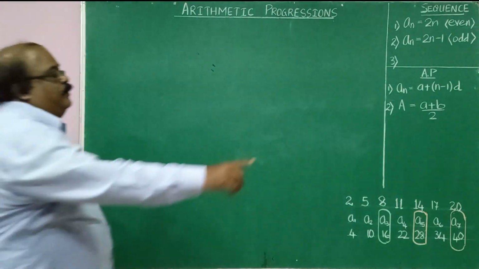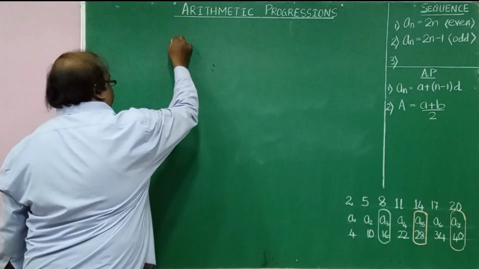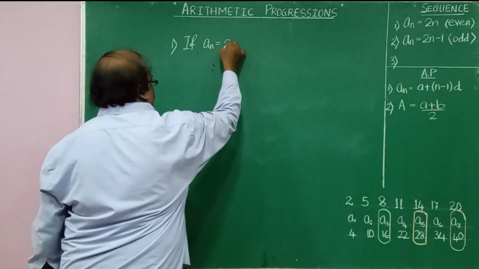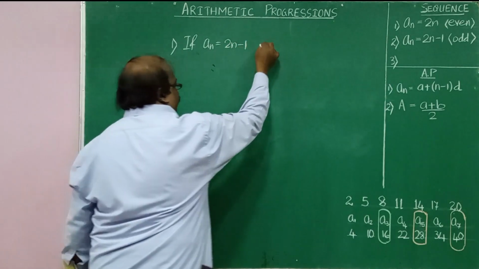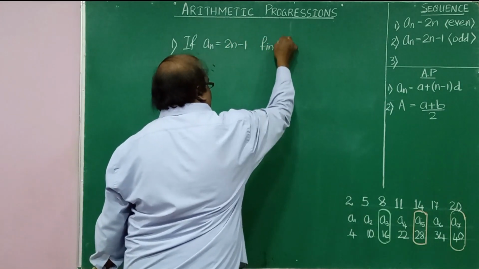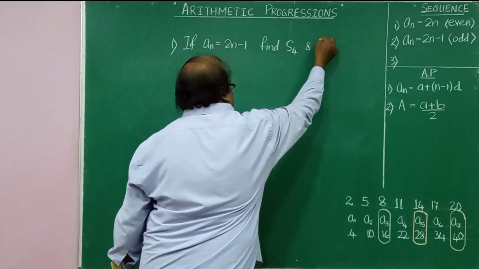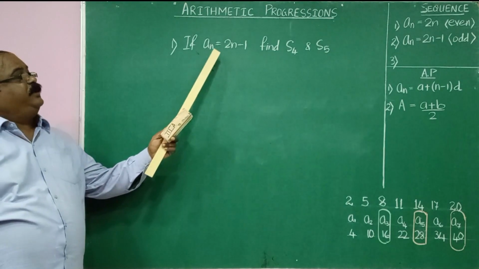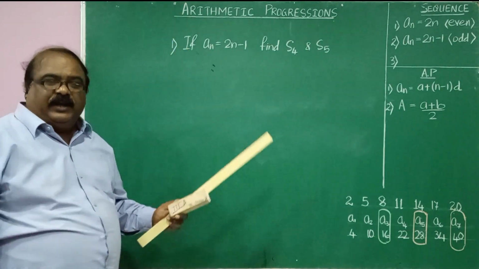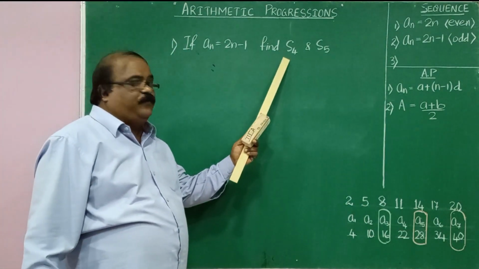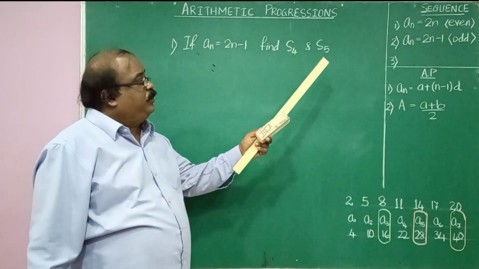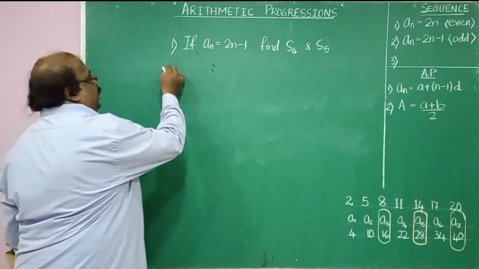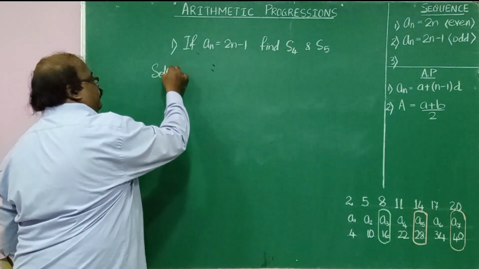Now let me take the first sum for today. If a_n is equal to 2n minus 1, find S4 and S5. What is my question? If a_n is equal to 2n minus 1, find S4 and S5. Now what is S4? S4 is the sum of the first 4 terms and S5 is the sum of the first 5 terms. So first, let me start with the solution.